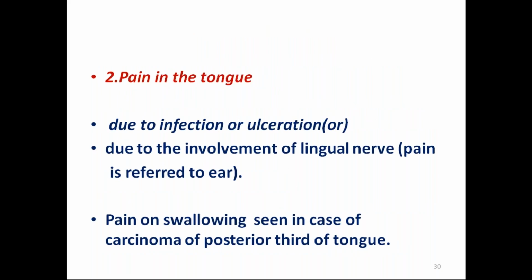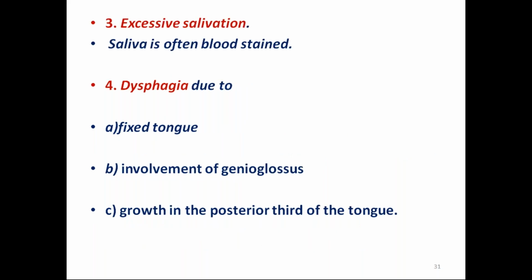So pain: due to infection or ulceration, there will be pain, and also involvement of the lingual nerve. Pain is referred to the ear, or else pain is not present in most cases of the carcinoma. Pain on swallowing is seen in carcinoma of the posterior third of the tongue. Excess salivation, and saliva is often blood stained, and due to ulceration, continuous bleeding, and dysphagia due to a fixed tongue and involvement of the genioglossus muscle, which does not help in protrusion, and it goes to the posterior third of the tongue.